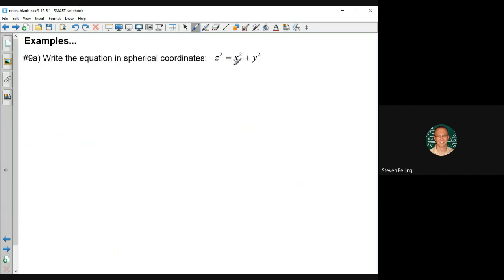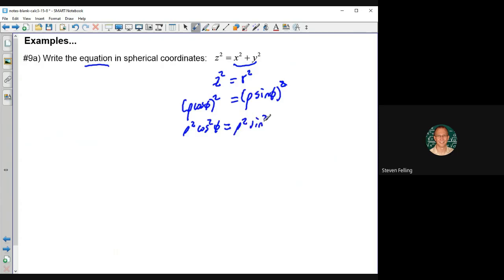Well, the first thing I might recognize is that this right here is r squared. And I know that r in spherical is the same as rho sine phi, right? And then z, we know that is rho cosine phi. So this is a spherical version of this equation. And that's one way. At this point, we've met the criteria. We've written this in spherical coordinates, but there's other forms that might be more helpful. Like maybe I could say, okay, rho squared times cosine squared phi, therefore, is equal to rho squared times sine squared of phi, right?